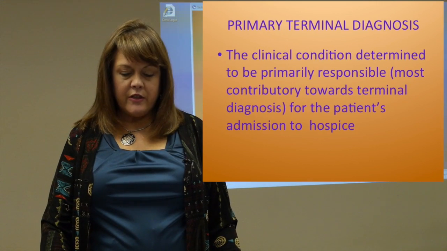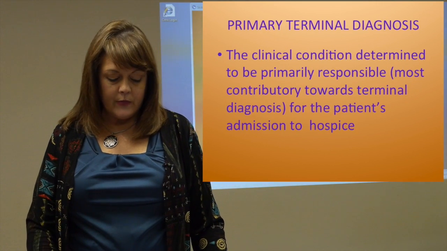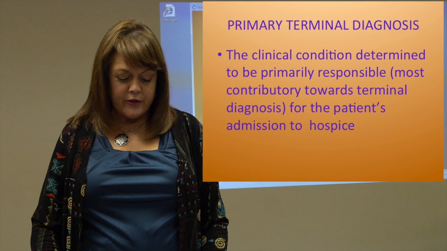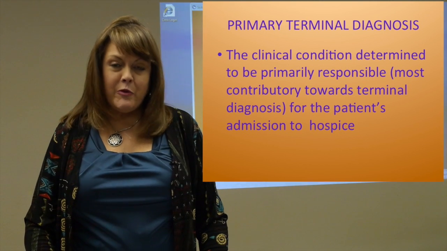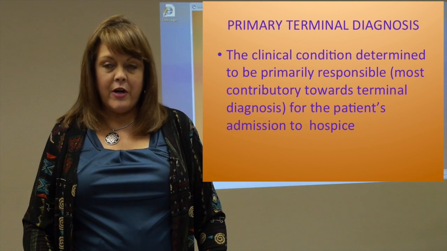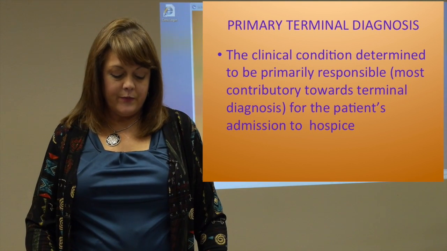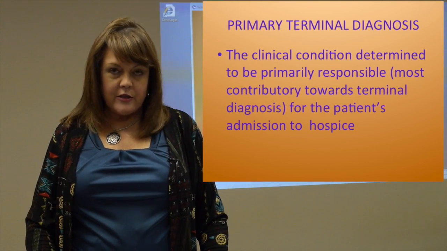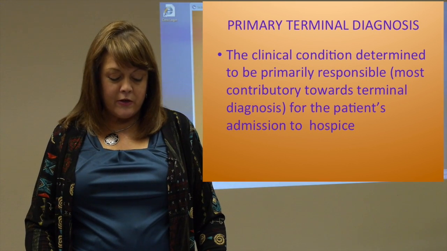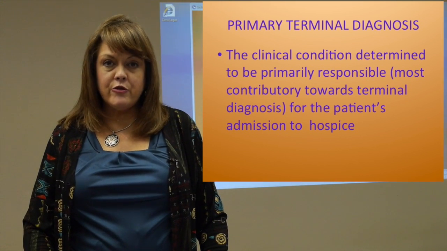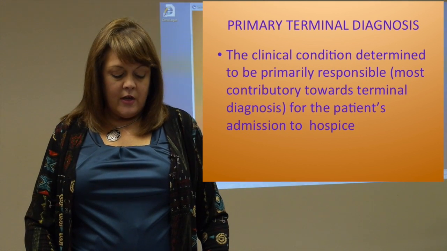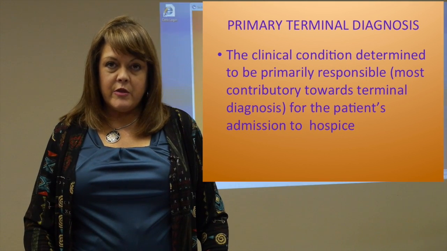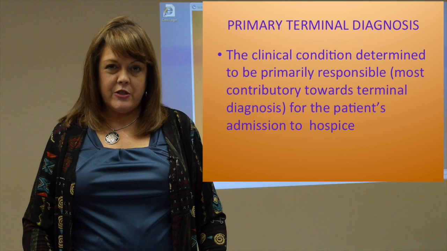So, how are we going to figure out what to cover? To help determine coverage, we need to clearly define the hospice diagnosis. The one we're most concerned about is the primary terminal diagnosis. It's the clinical condition determined to be primarily responsible and most contributory towards the terminal diagnosis. And it's also the diagnosis that we use for the hospice patient's admission.